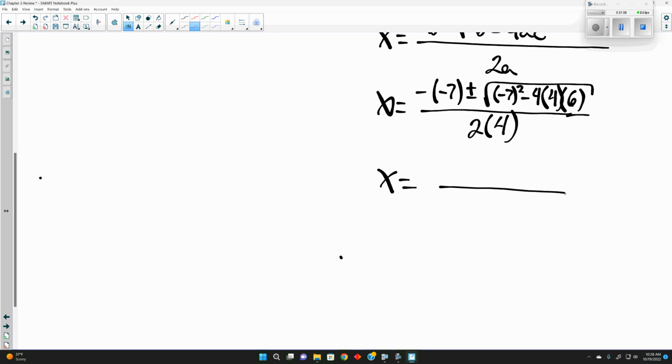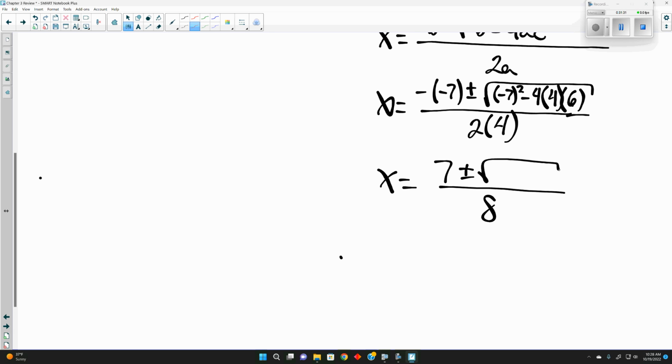Well, negative 7 is 7, yes? Plus or minus 4 times 2 is 8. Luckily doing those two is not too bad. I don't need a calculator for the most part because the numbers aren't too big. Negative and negative makes a positive. 2 times 4 is 8.